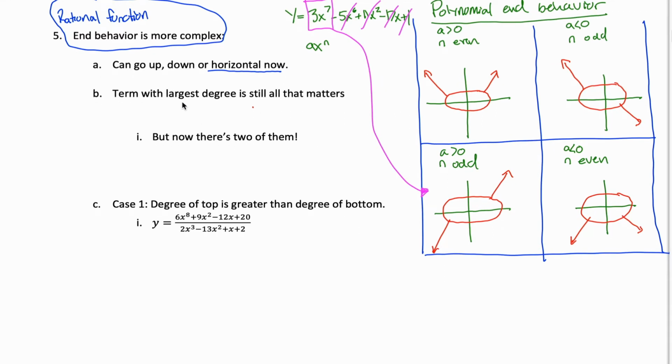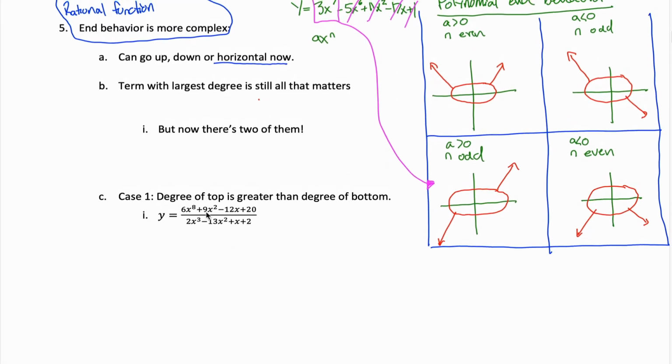What's more challenging is now there's two terms that have the largest degree, right? One in the numerator and one in the denominator. So what we have to do is consider three different cases. The first case is when the degree of the polynomial in the numerator is greater than the degree of the polynomial in the denominator.